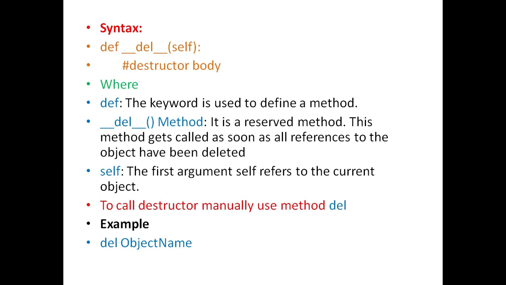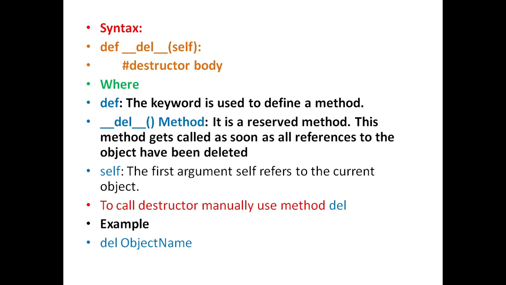The general syntax for defining the destructor is def, __del__ and self, and after that the destructor's body, where def is the keyword which is used to define a method. The __del__ method is a reserved method. This method gets called as soon as all the references to the object have been deleted. And self is the first argument which refers to the current object.